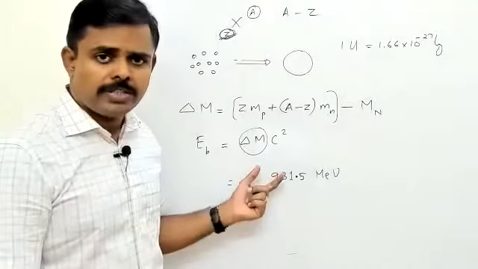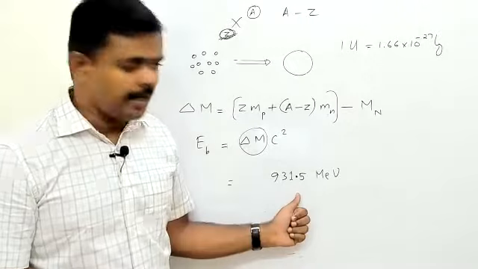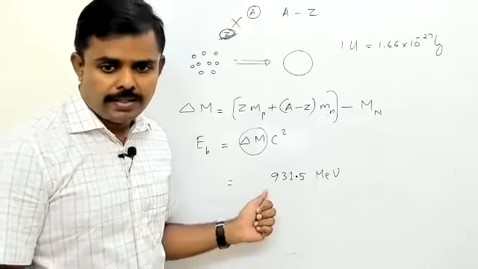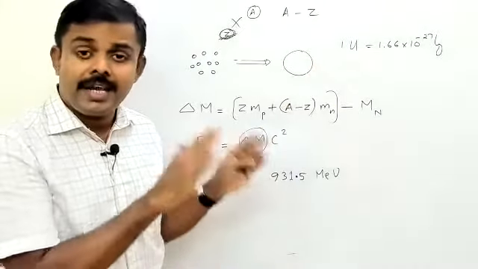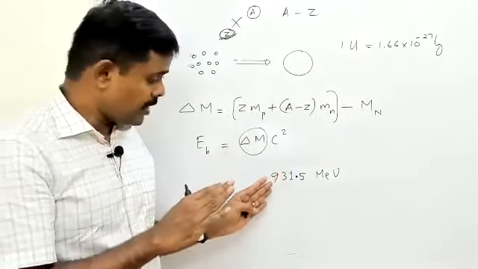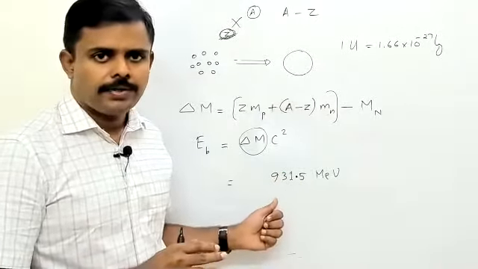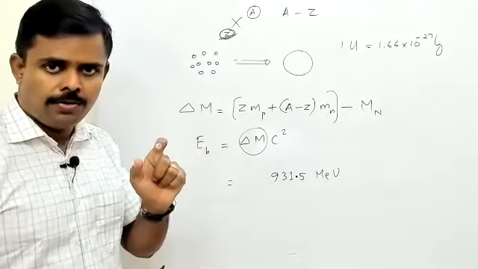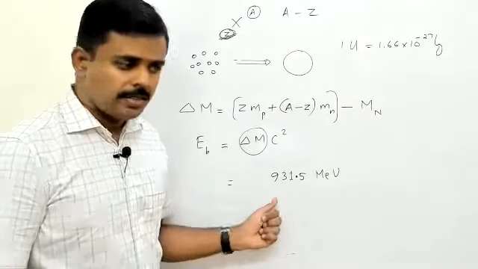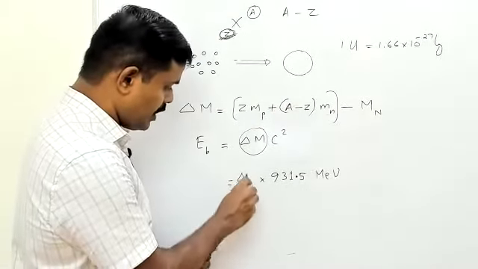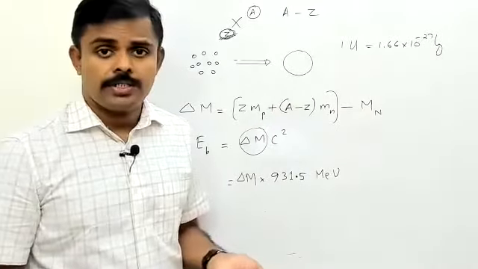But instead of doing all that, you could directly just multiply with 931.5 million electron volt, or mega electron volt. This is the energy corresponding to 1 AMU, found out by a standard method. That's a standard value. Whenever 1 atomic mass unit is converted to energy, this much energy will be liberated. So you just put the delta m here in AMU and then multiply that with this. You will get it. And then they might ask you another question.